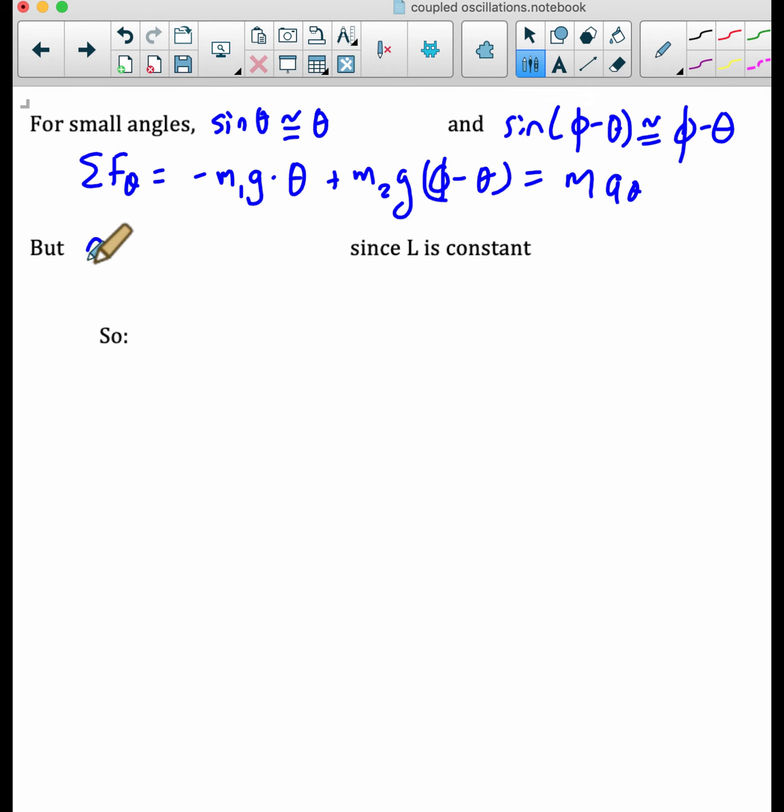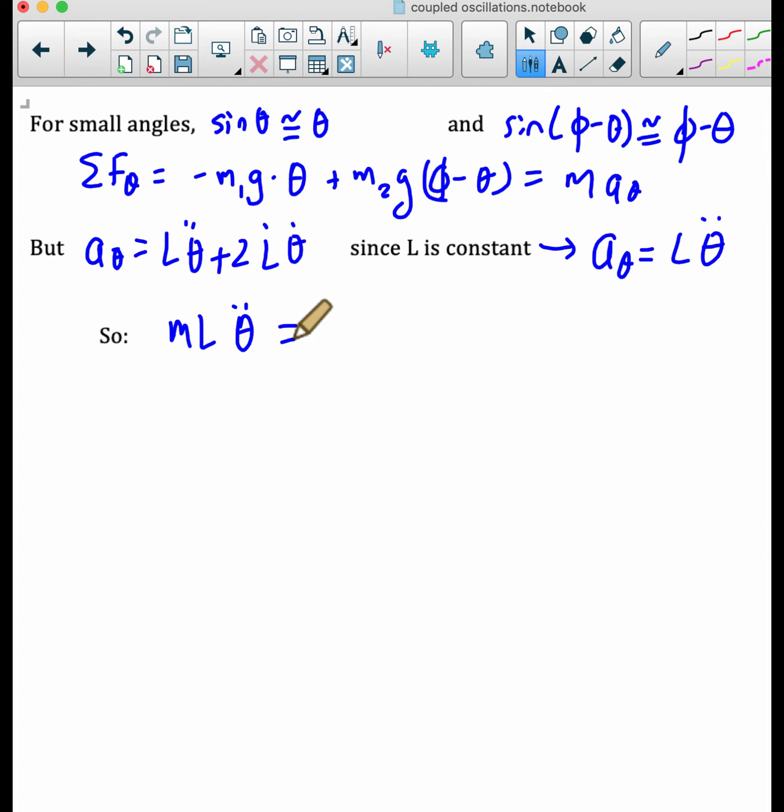Now, remembering our kinematics, we know that a theta is r theta double dot plus 2 r dot theta dot, and r is just the length of the pendulum, which is of course a constant. So that means that L dot is 0, and the only term we have is L theta double dot. So we substitute that in. I'll start with the right-hand side here, so it'll be m1 L theta double dot, and then I've got this stuff on the other side.